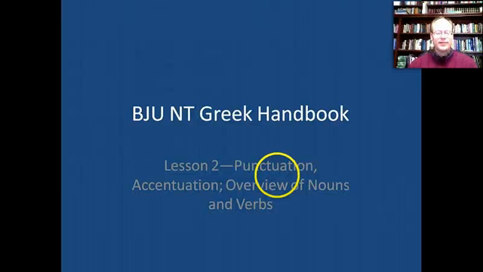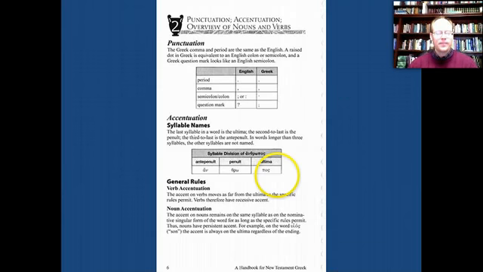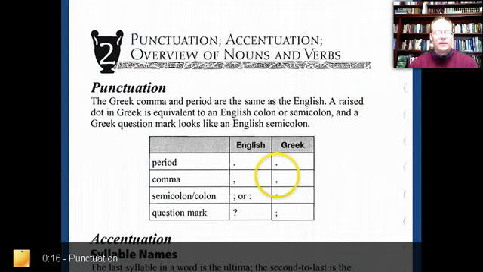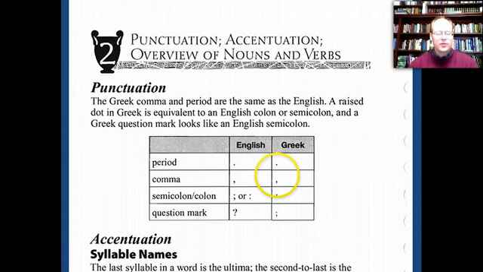Welcome to Lesson 2. We're going to cover punctuation, accentuation, and have an overview of nouns and verbs. So you should turn to page 6 in your Bob Jones Handbook and follow along. First thing we want to look at is punctuation, and this is a review for most of you.